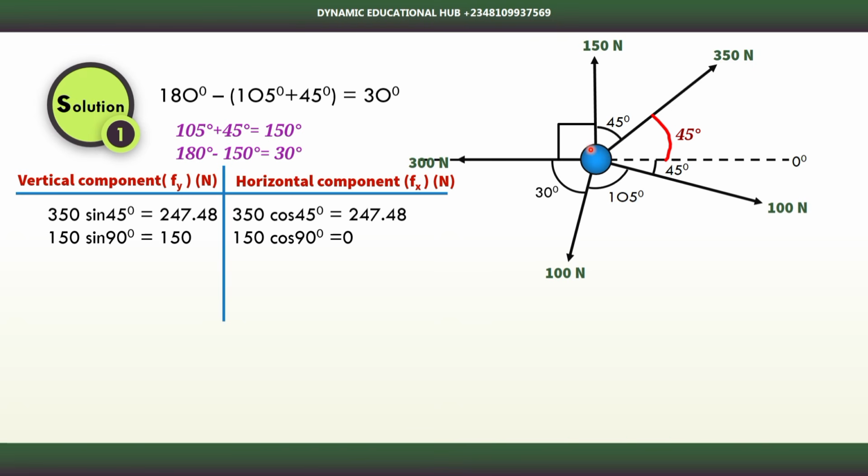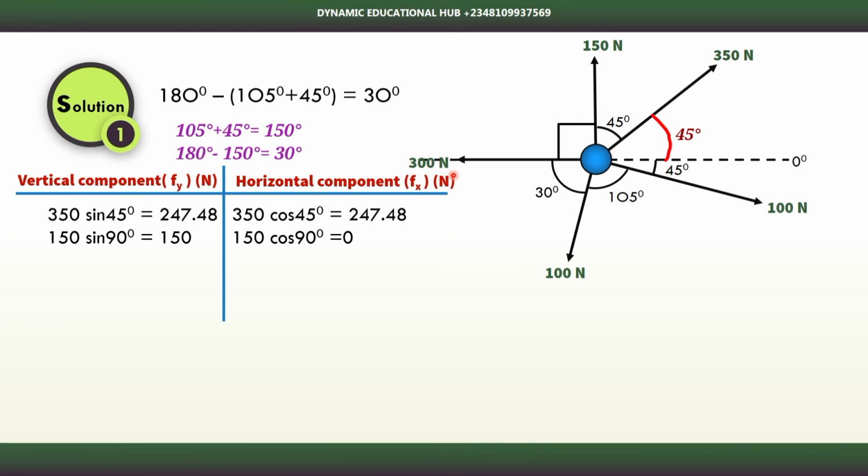Since we are using an acute angle, we are going to use 0 degree. If you use 180 degree, you are going to get 0 because sine 180 degree is also 0. But if you use it for cos 180 degree, you are going to get -1. So that is why you need to be careful. Sine 180 degree is 0. Cos 180 degree is -1. Be careful.